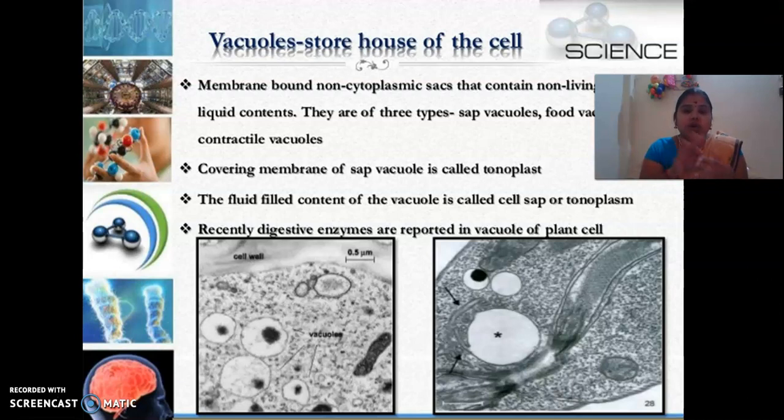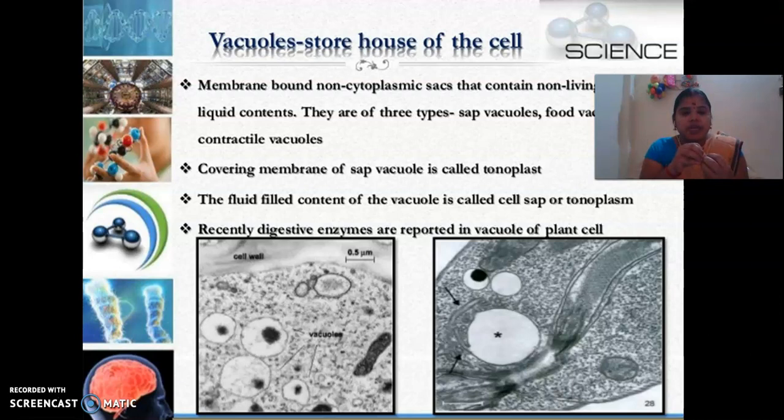Here, the vacuoles are of three types: the sap vacuole, the food vacuole and the contractile vacuole. These are the three types of vacuole which are present in the cell. Next, the covering. The vacuoles are covered by a membrane. The covering membrane of the sap vacuole is called tonoplast.